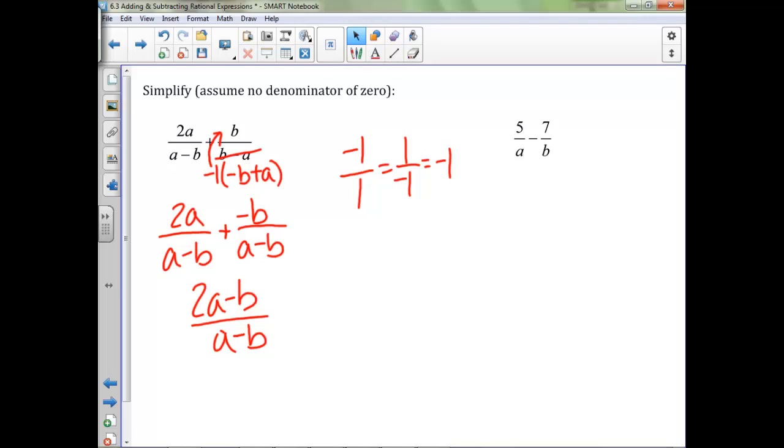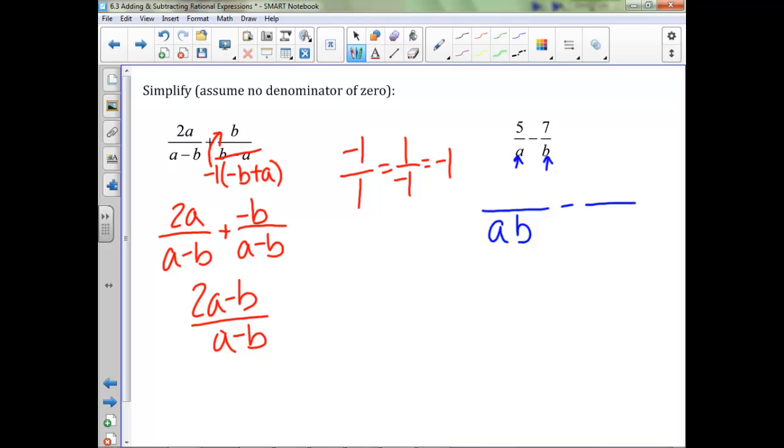On this one, we have to get a common denominator. And notice our common denominator has to include both the a and the b. It's got to have both factors in it. So our least common denominator is going to be the product, a times b. So we know that's our denominator. This first fraction, we had to multiply by b over b, so that we can get a times b for the denominator.